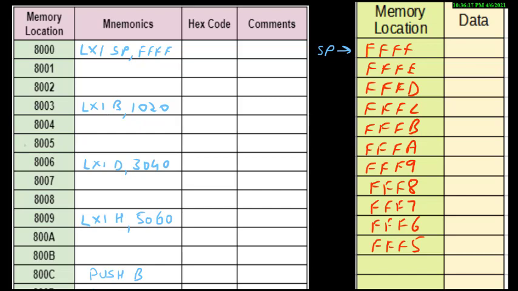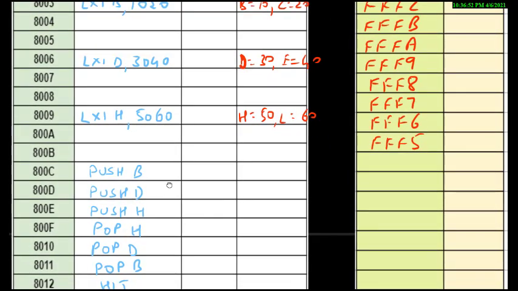Now the next instruction is LXI B 1020. Because of this instruction, register B will contain 10 and C will contain 20. With LXI D, register D will contain 30 and register E will contain 40. With LXI H 5060, register H will contain 50 and 60 is stored in L. This is all we have done previously also. Now let us see what happens with push B.